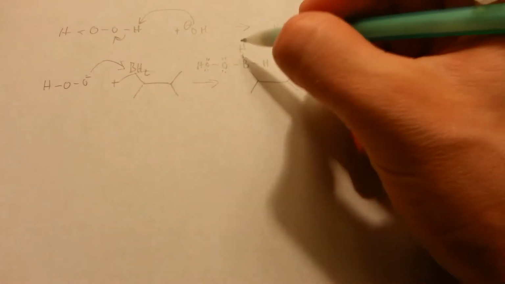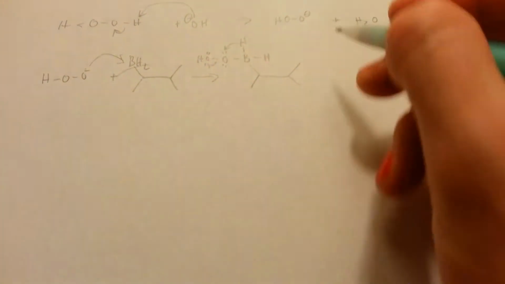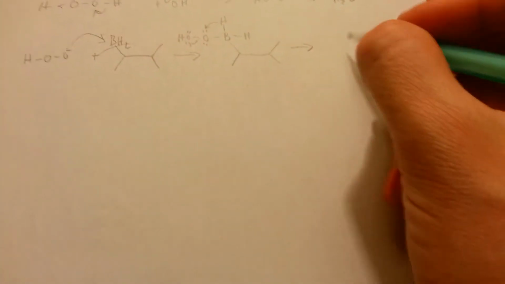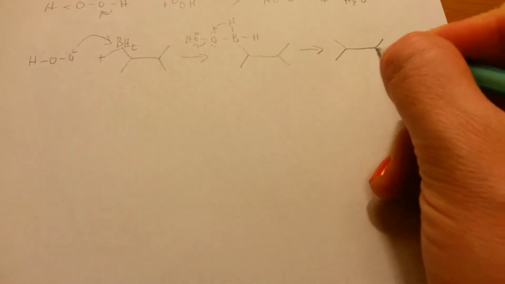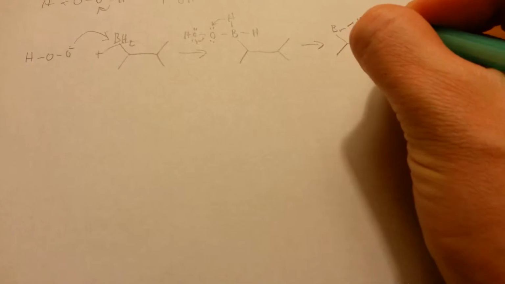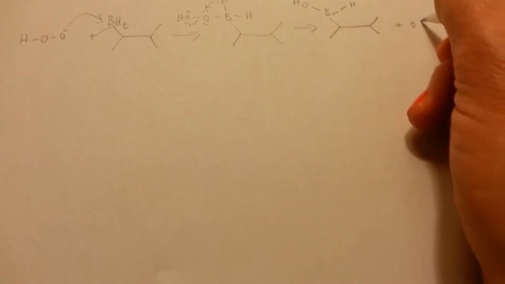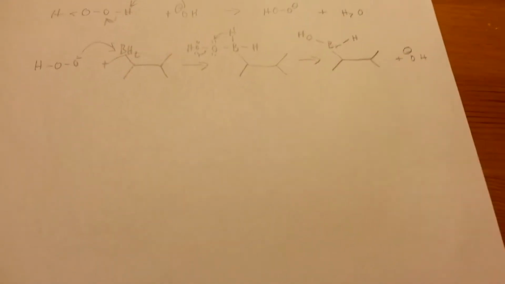And then what's going to happen is you're going to have a hydride shift. This attacks here. This goes over here. And then you are left with your R group here, hydrogen here, OH, and then your OH negative group.